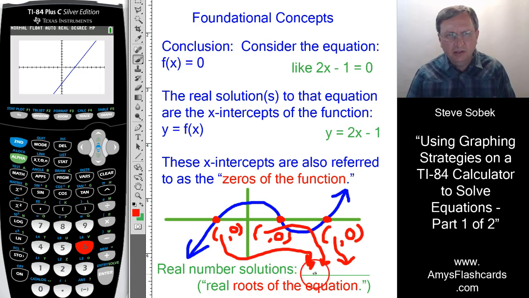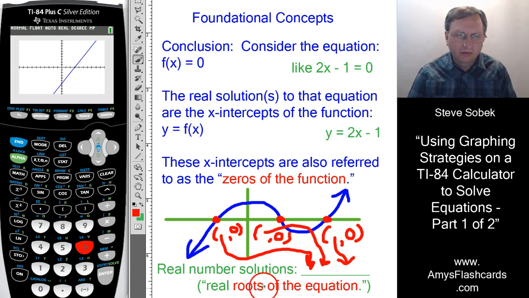Solutions to an equation are also referred to as the roots of the equation. The roots of the equation. So the zeros of the function are going to be the roots to the original equation that we're trying to solve. I used to tell my students that concept is so important.